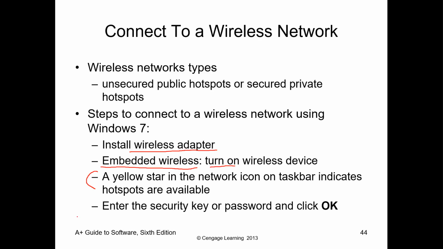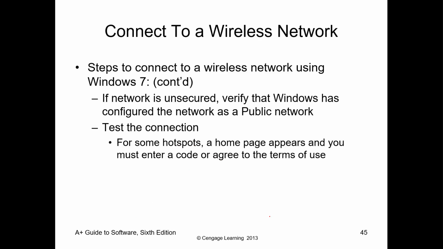If you connect to a hotspot, you may be asked to enter a key or password. Click OK. If the network is unsecured, verify that Windows has configured it as a public network. So when you first connect to a new wireless network, it's going to ask what type of network: home, work, or public. By default, they put most things in the public network. That just turns off shares. That way, if you're at Starbucks, you don't have shares enabled. And again, test the connection to make sure you have connectivity.